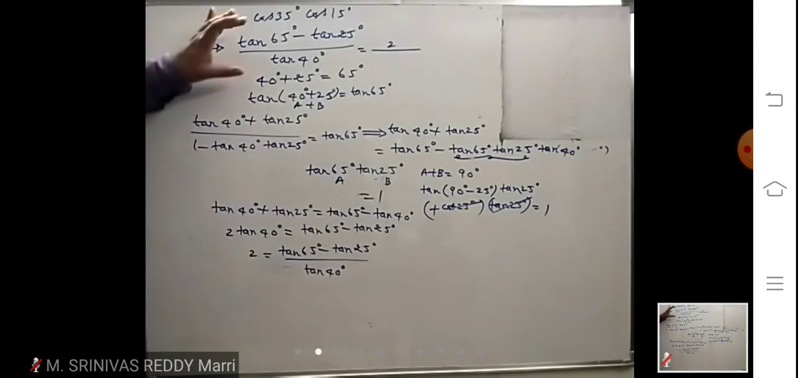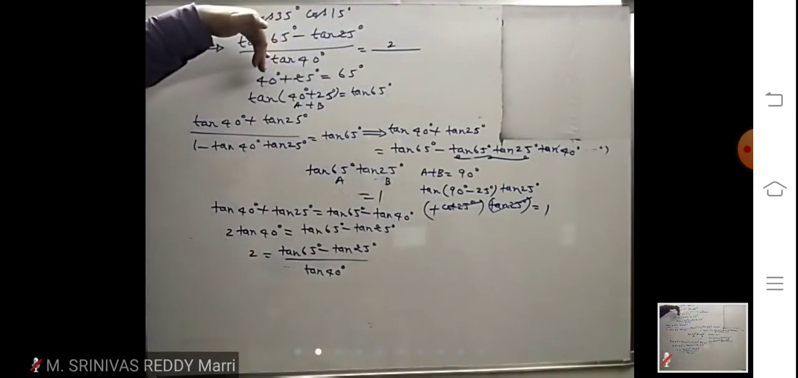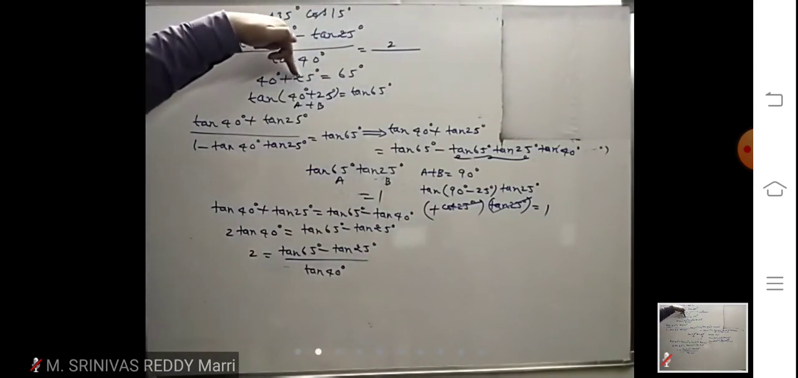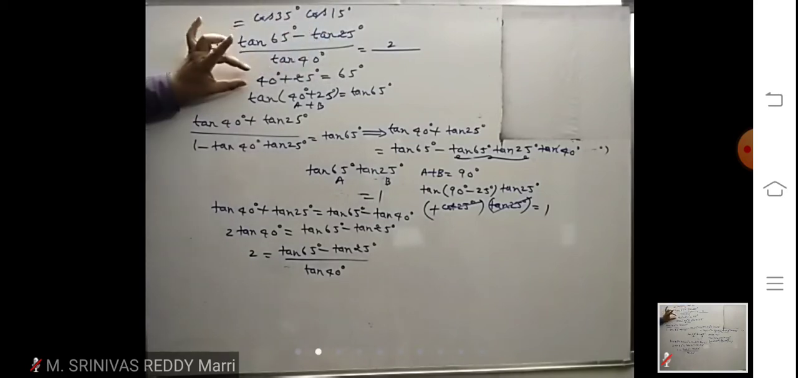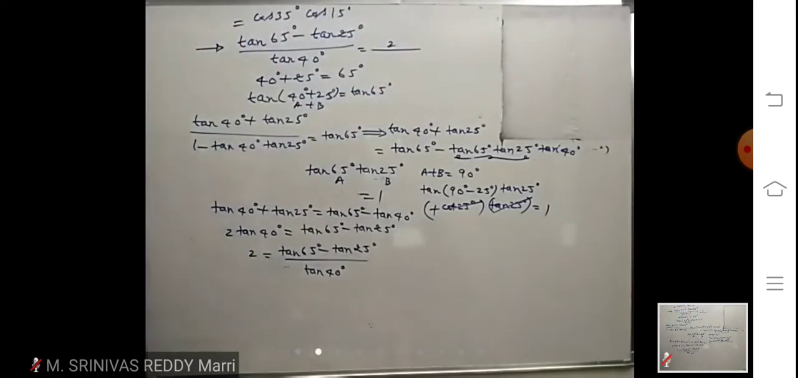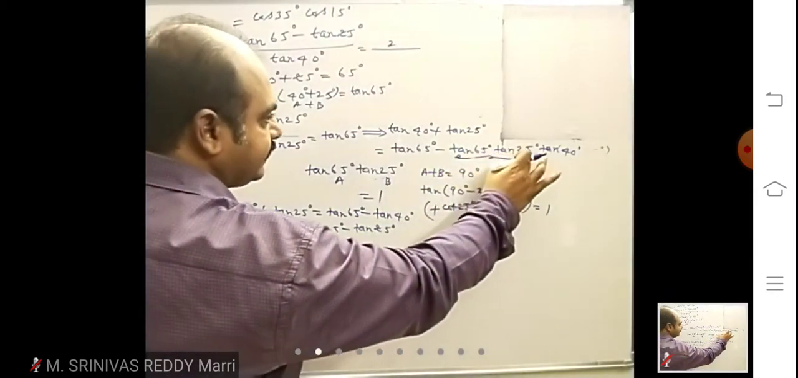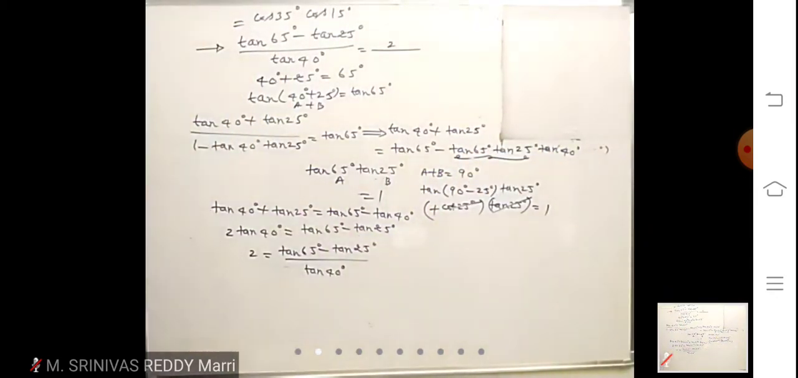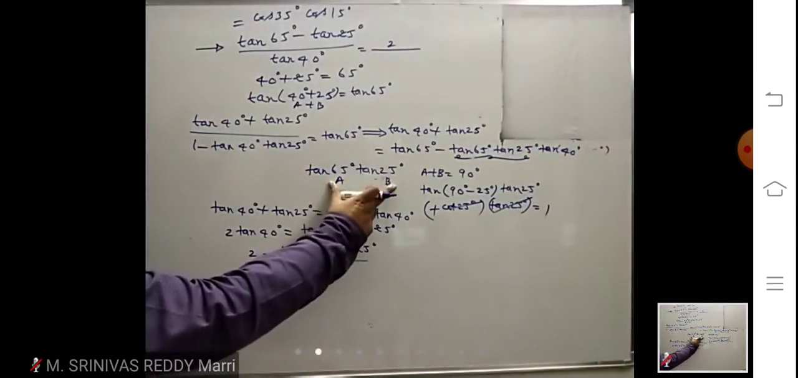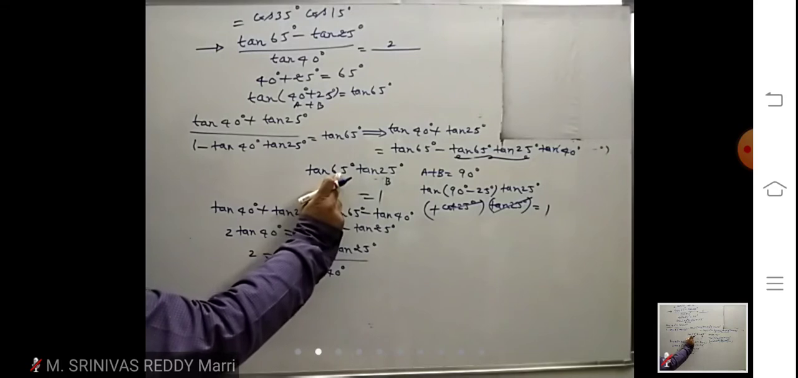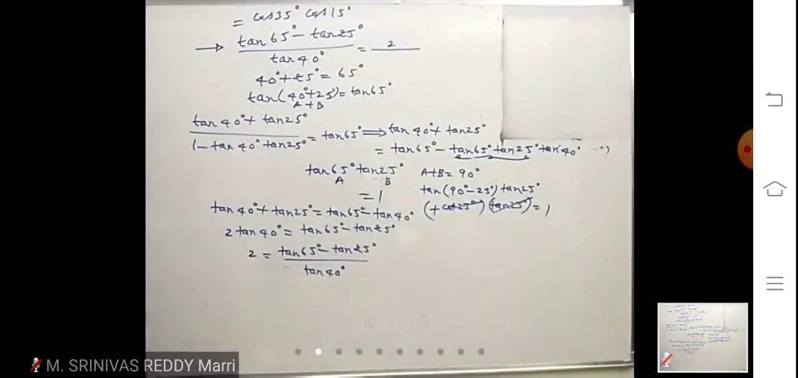Like that, you can observe there will be 3 angles. Out of that, the sum of any 2 angles equals the third one. You take that and proceed. In between, you will get tan A into tan B where A plus B equals 90 degree. Right? That equals 1. If you are unable to remember that, take this and write tan 65 as 90 minus 25 and it gets cancelled.